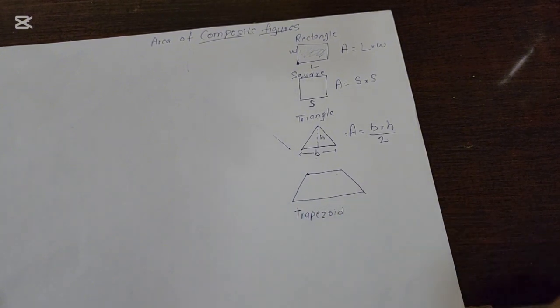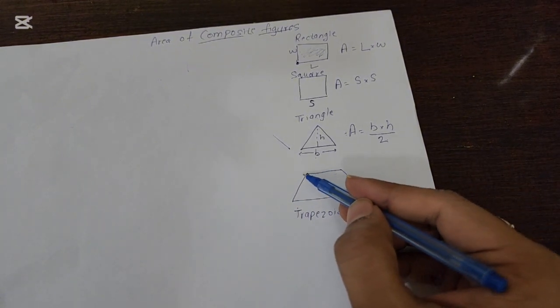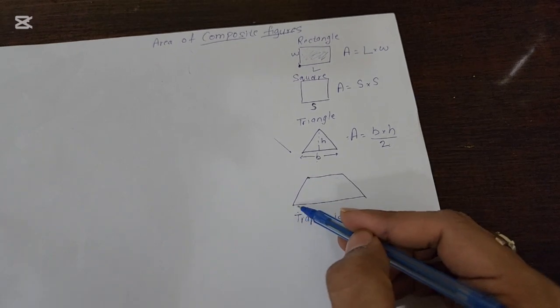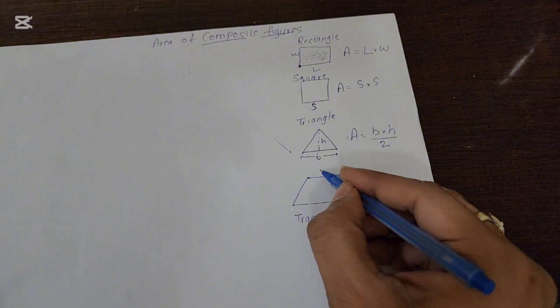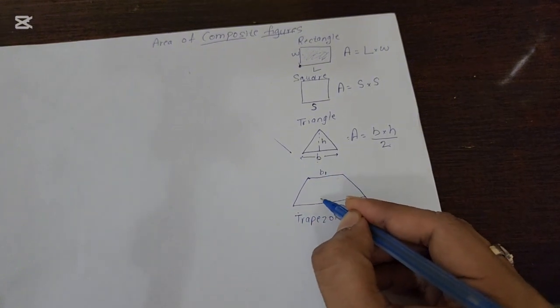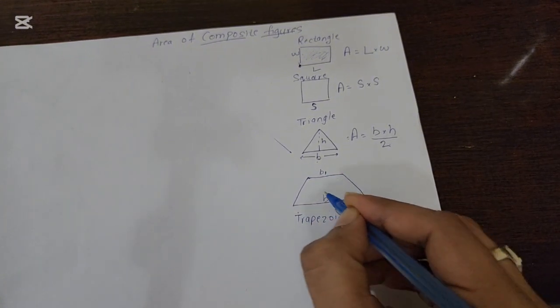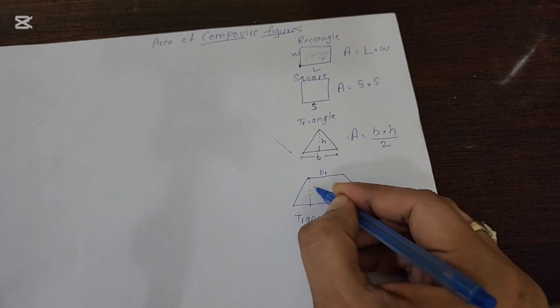Trapezoid. Now, in the trapezoid, see the length of this line and the length of this line, they are different, right? This is smaller, this is bigger. We call this one base 1, and we call this one base 2. Okay, and here this will give you the height.